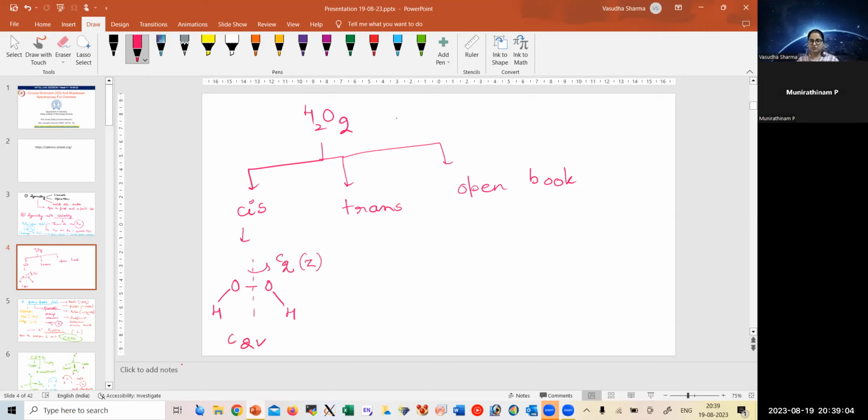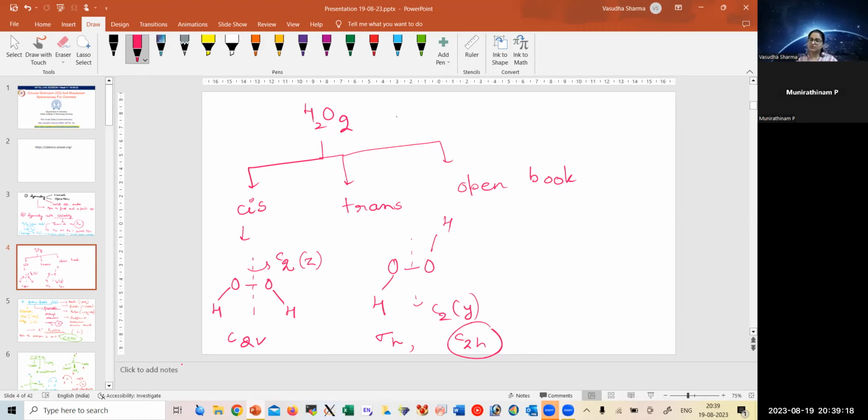The trans one would have both the hydrogens facing the opposite side, right? So it would have C2, but in the Y direction, and it would have a molecular plane. So you can go back and cross check. It would have the molecular point group C2h.